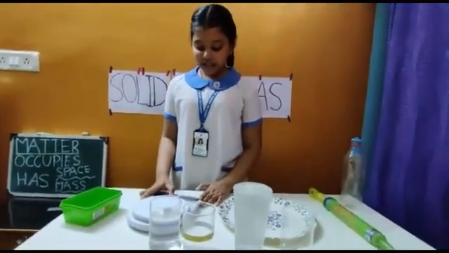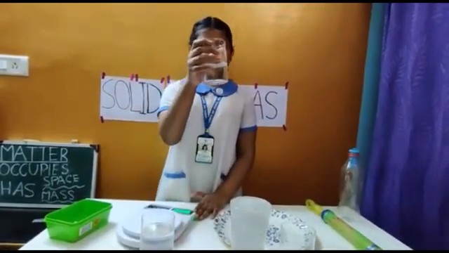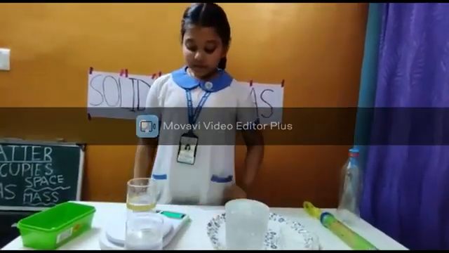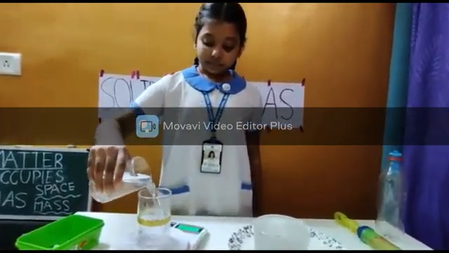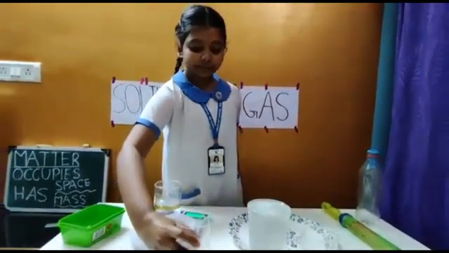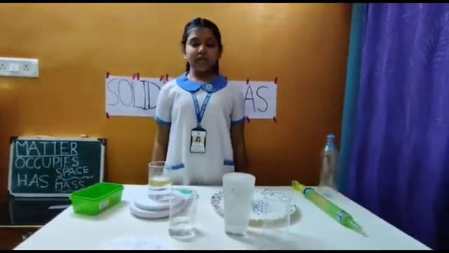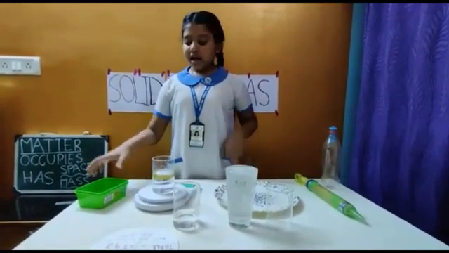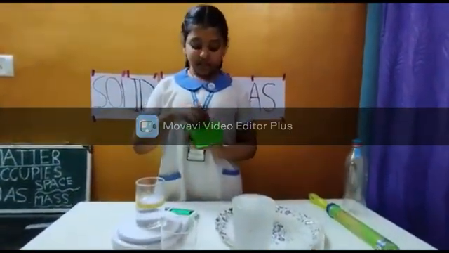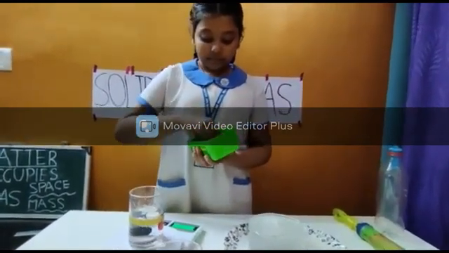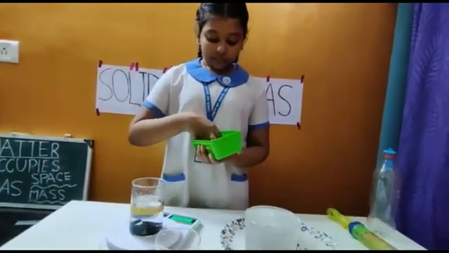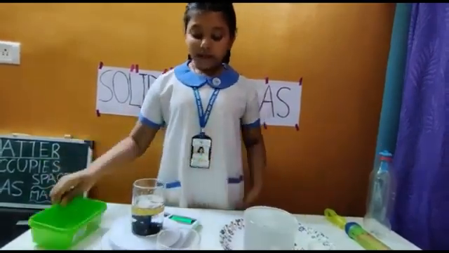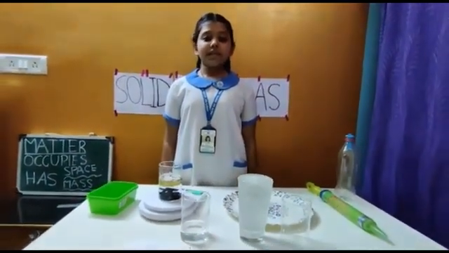Now here I have a balance with me, and now I am taking an empty glass. Now this empty glass approximately weighs 92 grams, and now I am pouring some water into the glass. Now the water weighs approximately 131 grams, and now I am adding some beads into the glass. Now the beads weigh approximately 31 grams.